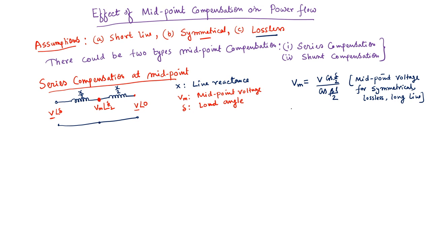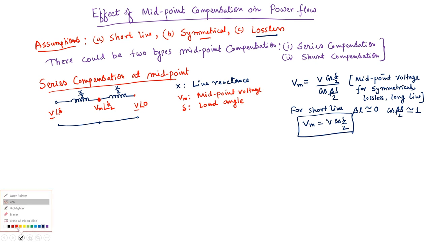So, for short line, we can consider that beta L is very near to 0. Therefore, cos beta L by 2 is close to 1. So, from that we can find out this Vm is equal to V cos delta by 2. This we can verify also from the phasor diagram as well.